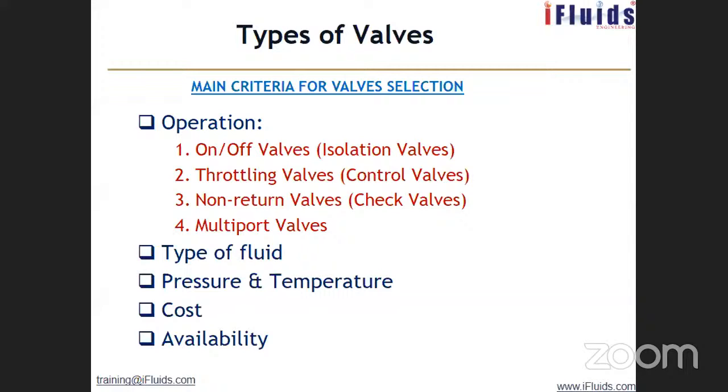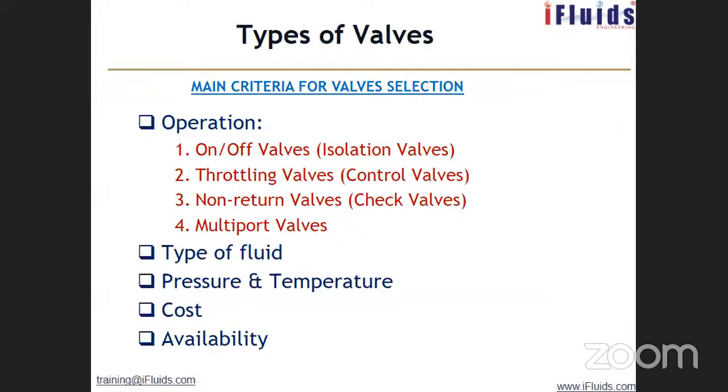Another important category is non-return valves. In some cases, we want the liquid to flow in one direction only. There should not be any reversal. The main example is the pump outlet. In the pump discharge line, we always put a check valve because if there is a reversal of flow and the flow direction changes, it will go into the pump and damage the impeller of the pump. That is reverse rotation. To avoid that, we have to prevent the reverse flow.